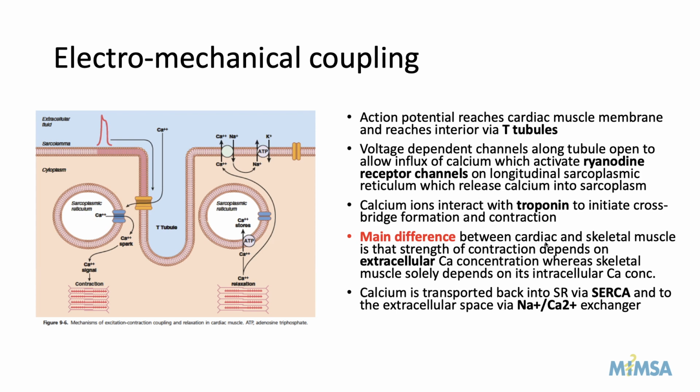The main difference between cardiac and skeletal muscle, however, is that the extracellular calcium level is actually very important. In skeletal muscle, the extracellular calcium doesn't really make much difference on the force of contraction, but in cardiac muscle the extracellular calcium actually makes a huge difference because it also participates in the contraction.